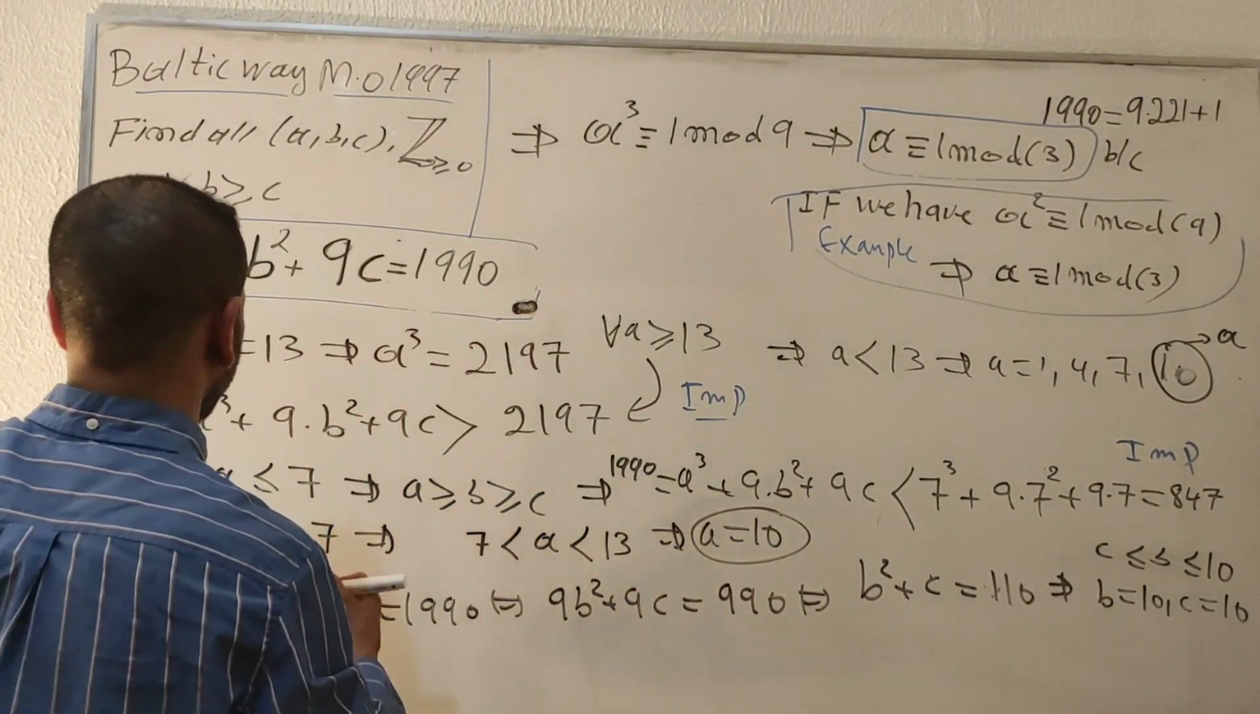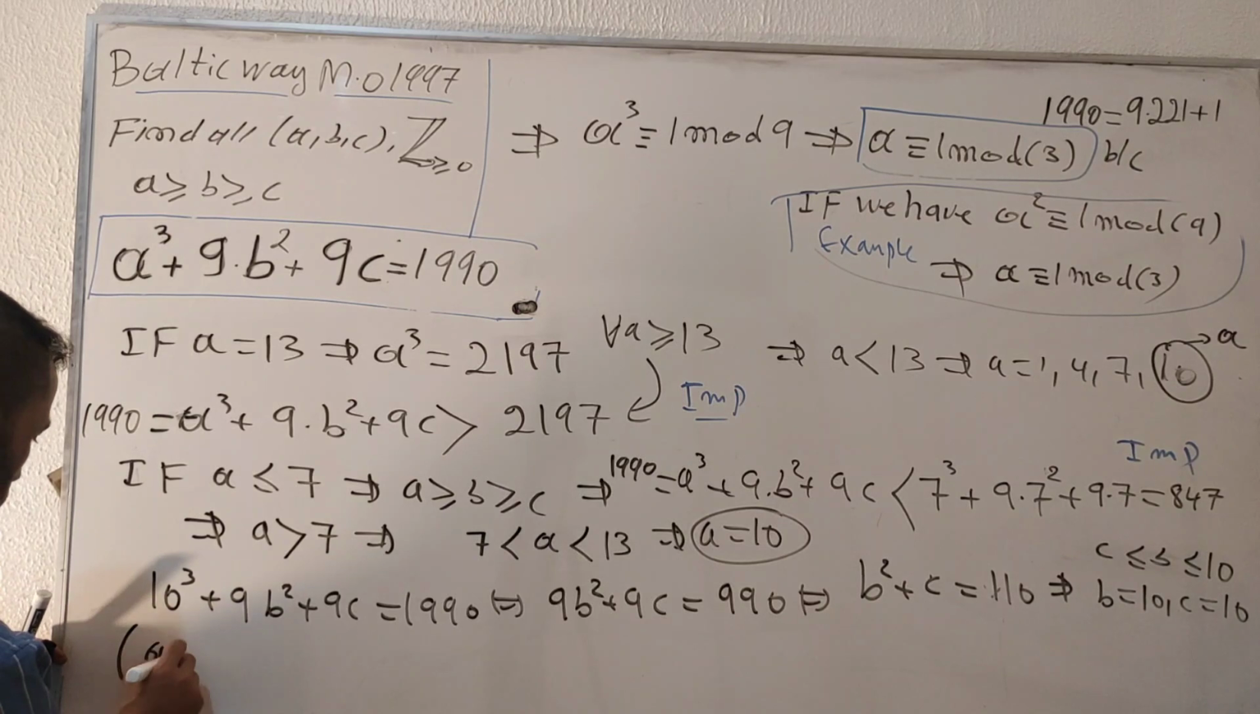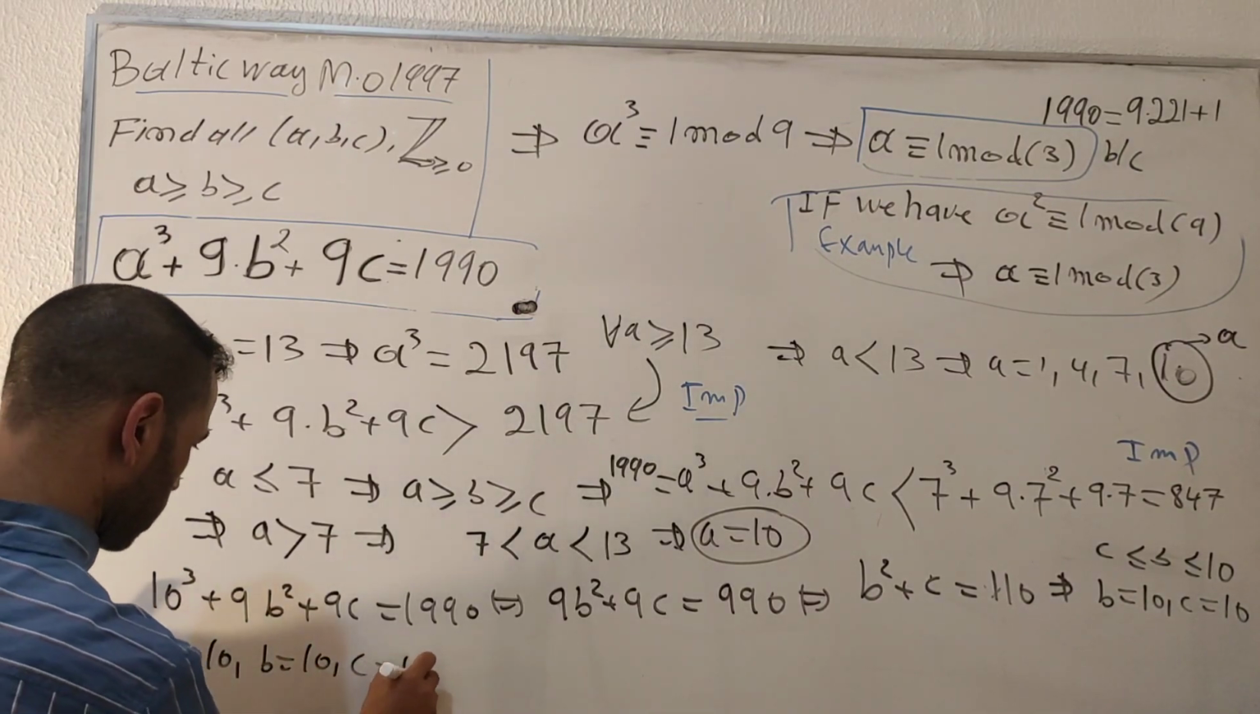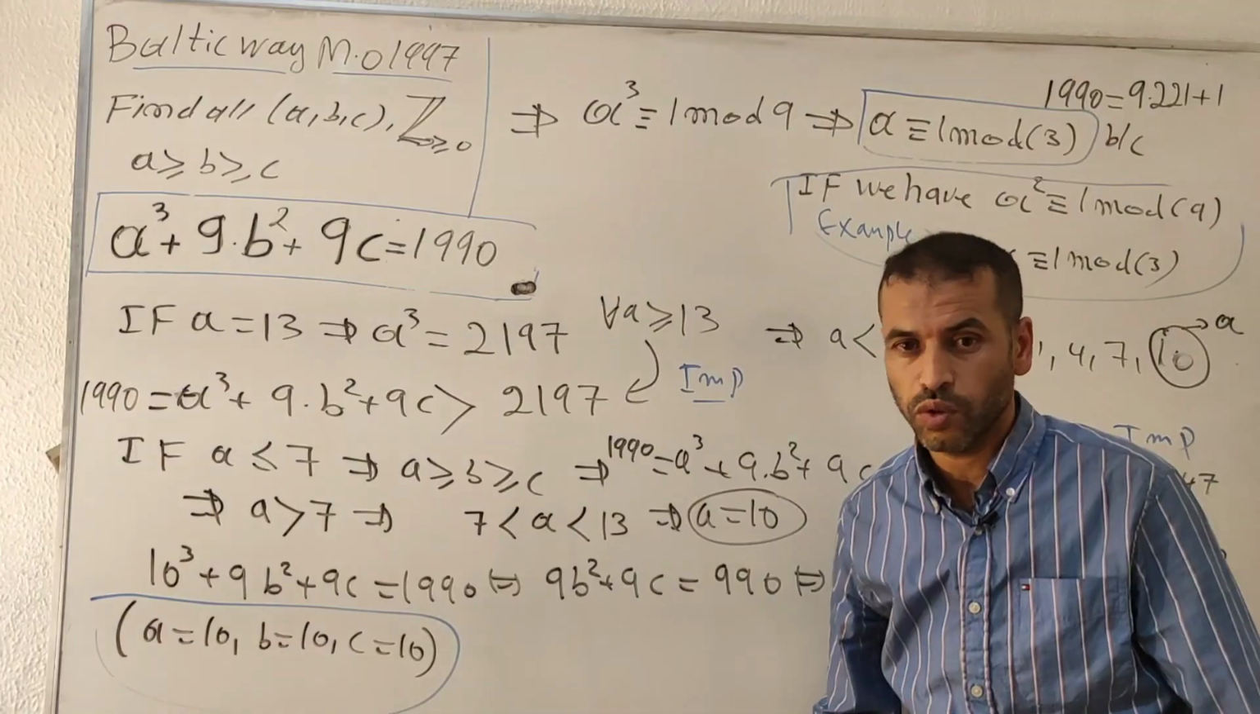So now we get a solution: a equals 10, b equals 10, and c equals 10. Okay, so I have ended this video.